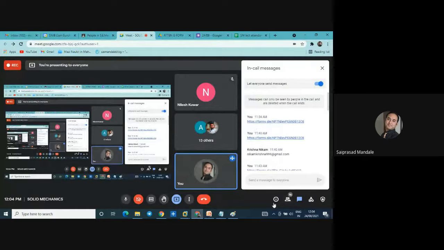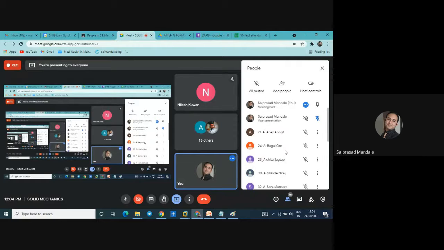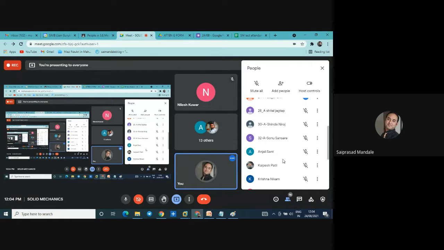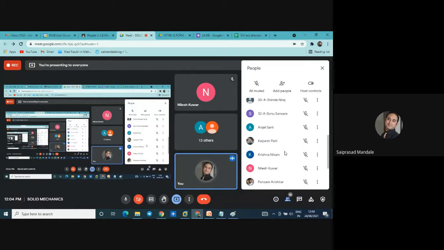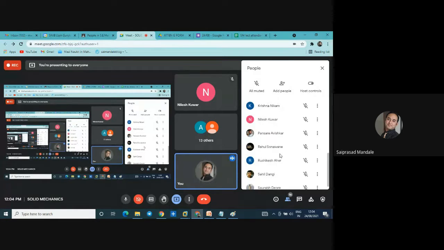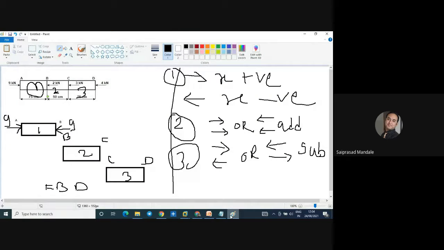Everybody has to be very interactive. Let me check. Ahir, Abhijit, Bagul, Sheetal Jagtap, Shinde Neeraj, Sonu Sansare, Anjali Sant, Kalpesh Patil, Nikam, Nilesh Kuwar, Pansare, Rahul, Rushikesh, Sahil and Saurav. Everybody has to be very active. 9 kilonewton, I guess it is clear.